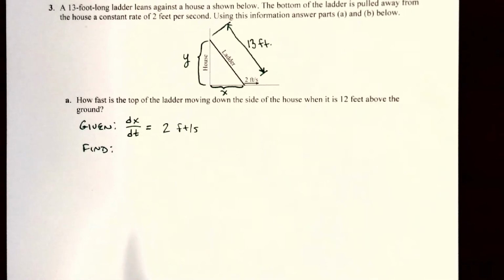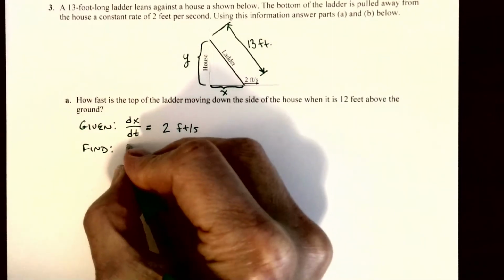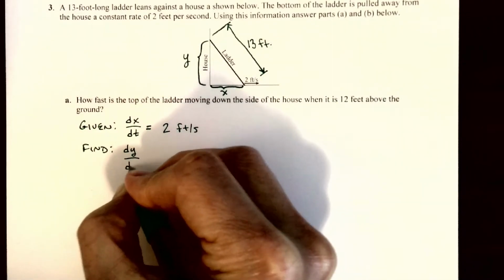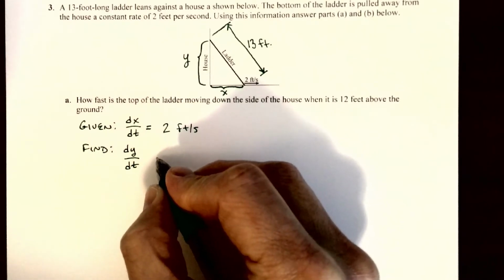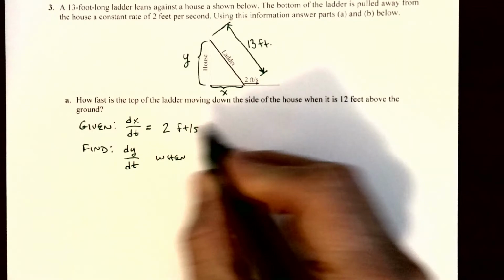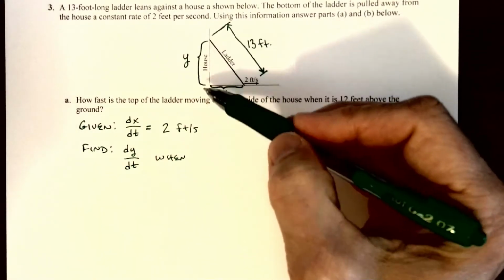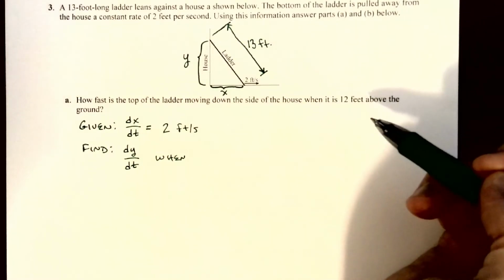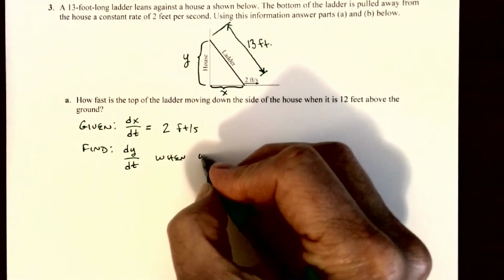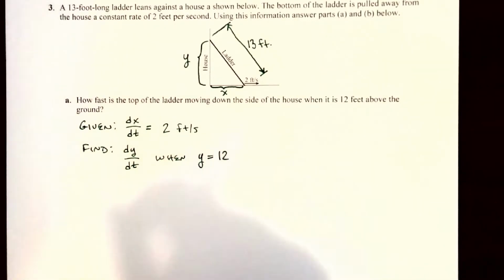What rate of change are we asked to find? How fast is the top of the ladder moving down the side of the house? Well, that's the rate of change of y with respect to time, dy/dt. And we're asked to find that at the instant when the ladder is 12 feet above the ground. What do we mean by that? We mean the value of y, the height, when y is 12. So remember, y is not constant. You don't want to plug in y equals 12 until you've found the related rates equation.